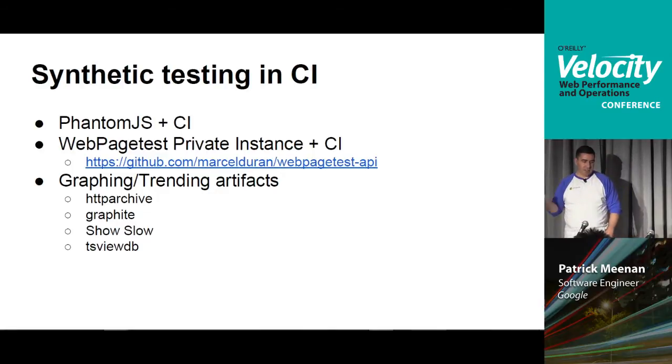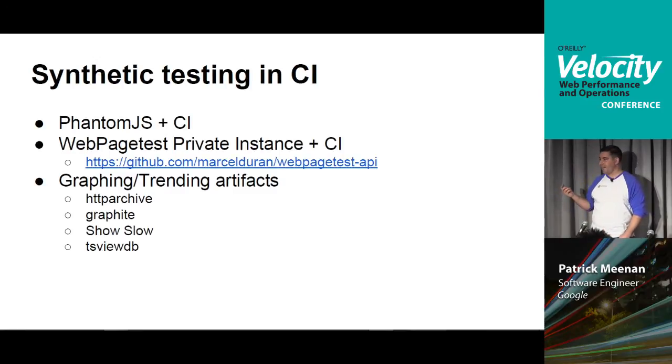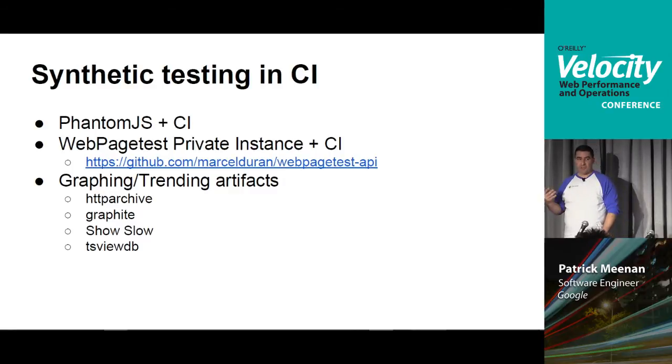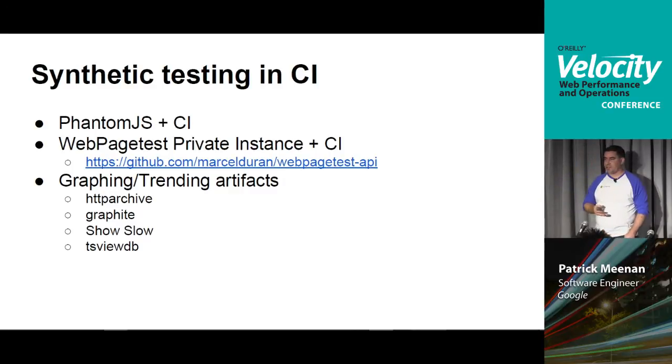Marcel from Twitter open sourced a wrapper. It's an NPM wrapper for the web page test API to integrate it. And he also has a bunch of helpers for integrating with various CI solutions as well. So you can integrate, if you're doing it as part of your build, a private instance of web page test running inside of your firewall integrated with your build system, and start pulling out the various metrics. And there are a bunch of ways to trend and graph this data.